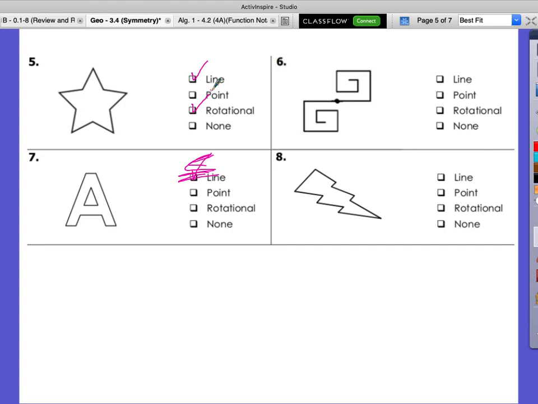James, explain it! So with the line, you go like this. Yeah, but you can't flip it upside down, can you? No. Okay. Very good. Raise your hand for number 6.